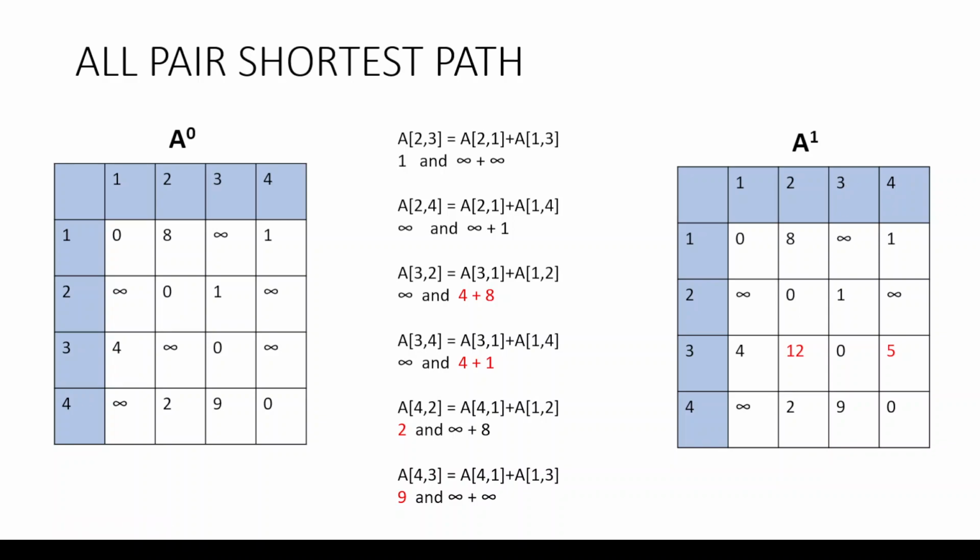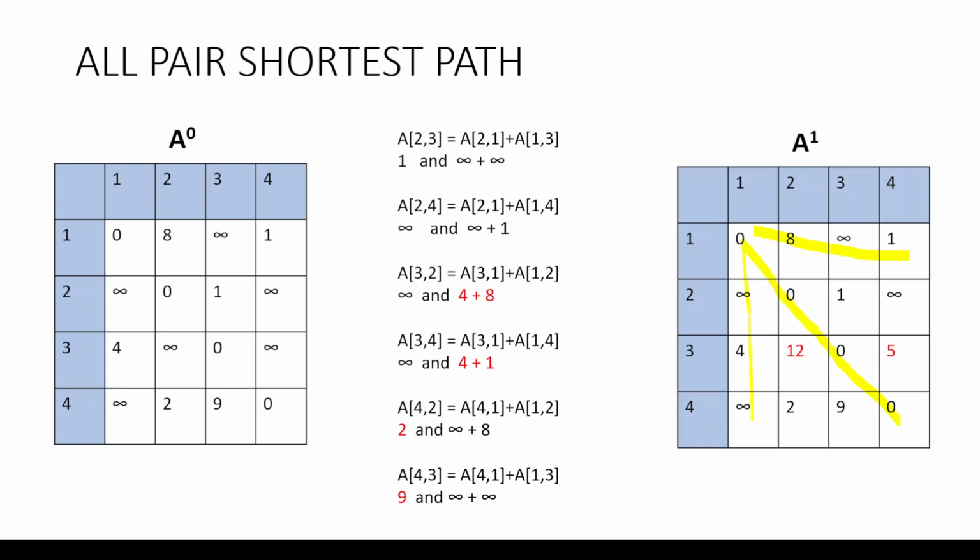Just mark it. I'll use a pointer and a highlighter here. Okay. Since it is through 1, I can retain the values in A0 in row 1, as well as in column 1 and the diagonal elements. Only the remaining values I need to check. So the part highlighted we need not check.